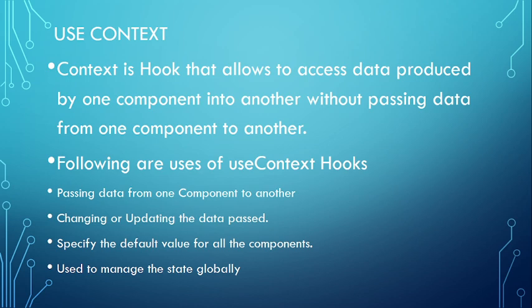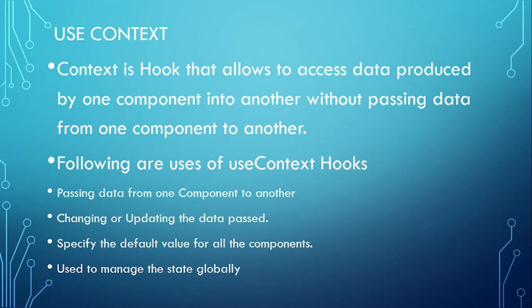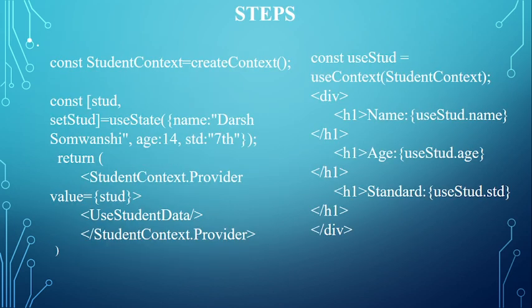If one component has some data and another component wants that data, it can be accessed with the help of this useContext hook. The hook provides some useful features. One of the most important features is passing data from one component to another. Second is changing or updating the data that is passed. Third is specifying the default value for all the components. And fourth is managing the state globally. So these are some of the applications of the useContext hook.